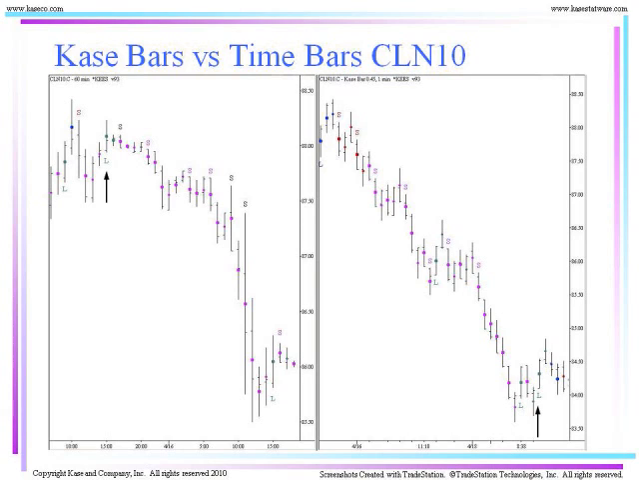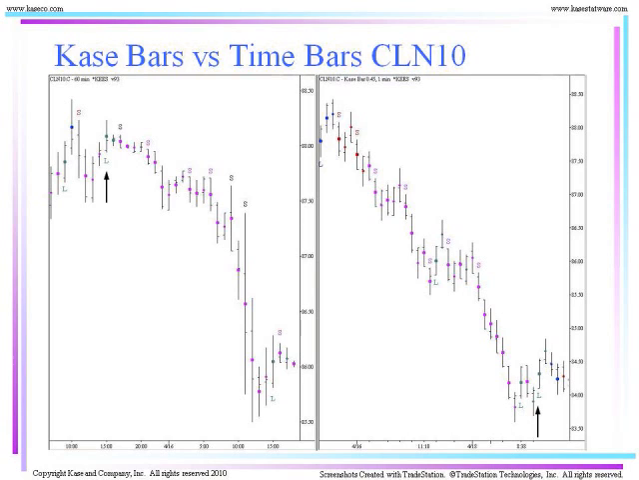And if you look on the left, you can see that there's an L, a pullback, and a new L. And then the market declines. So on the 60-minute chart, there's a false long signal, where on the case chart, there's only one L, so there's no false long signal.